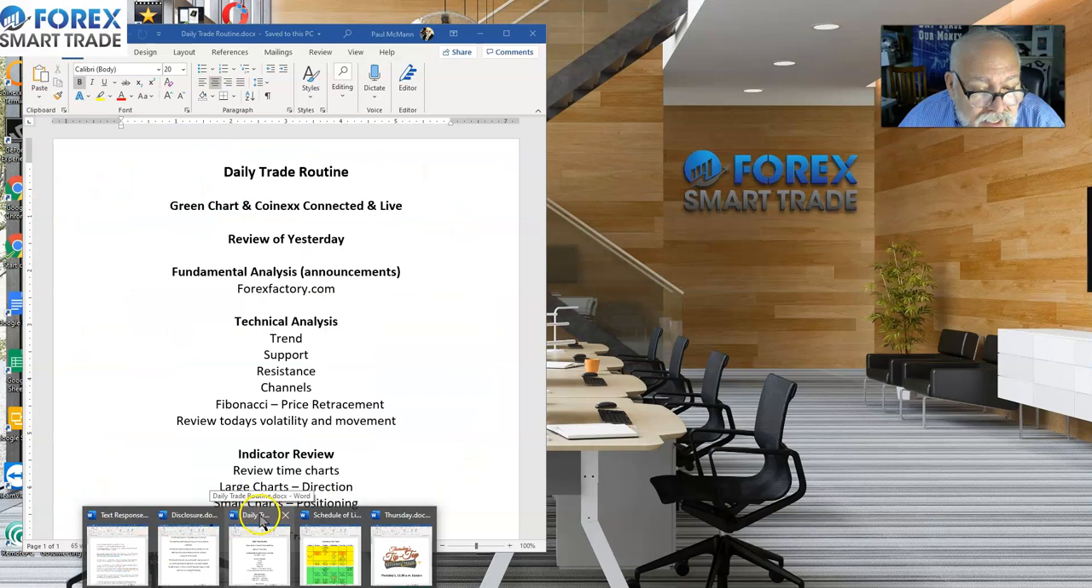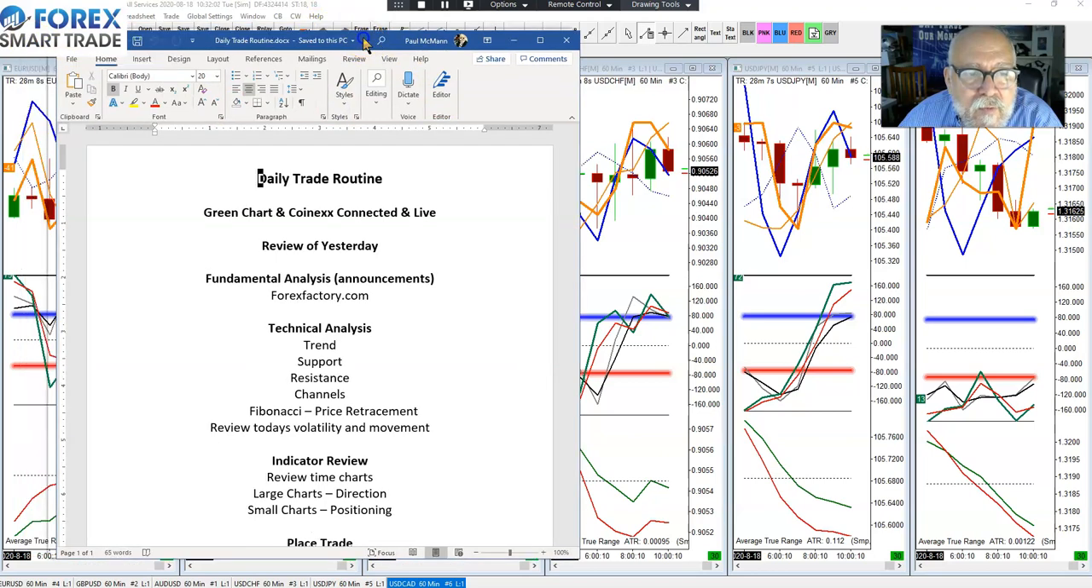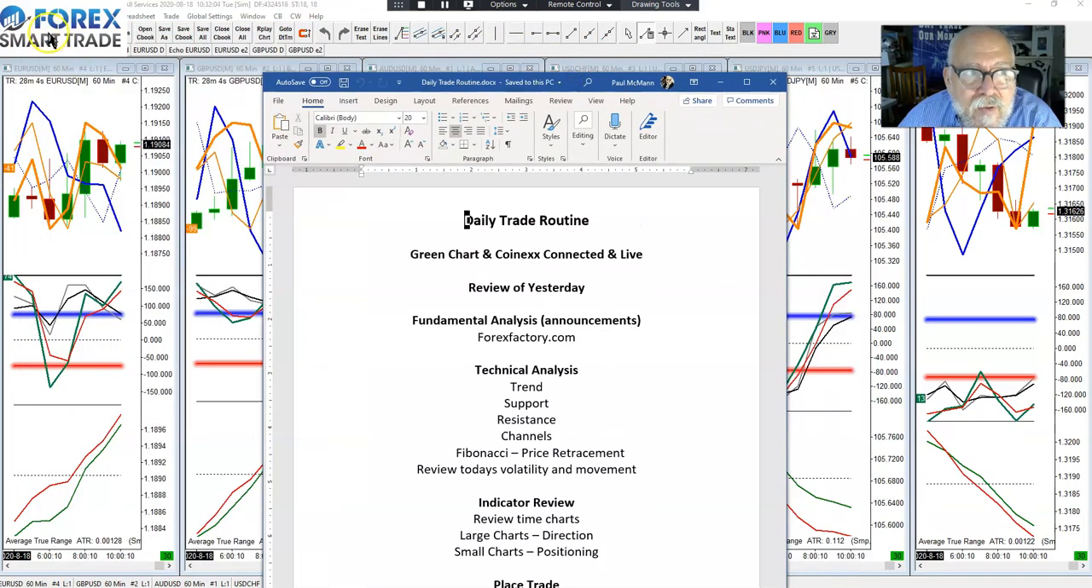Let's see what else. Our trade routine: review of green chart, CoinEx. Make sure we're live. So this is my checklist, kind of like a pilot's checklist, to make sure that I am doing everything I'm supposed to be doing before I take a trade. My green charts is live because I have a big green box up here, and my current chart is live because I've got a little green box down here.